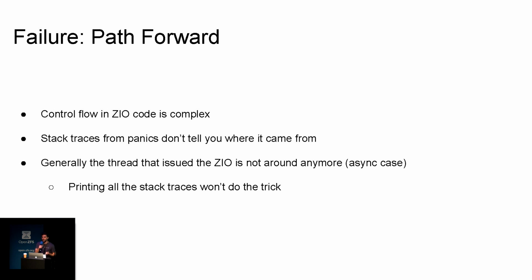What's even more interesting is that in the ZIO code path, many times the thread that actually issued the ZIO may not be around anymore because this may be an asynchronous write. So even if you were to print all the stack traces in the system, there's a possibility that you wouldn't be able to find the thread that actually issued the ZIO. So what I'm trying to say is that you need to inspect the actual data on the system, specifically the actual ZIO, and see what it looks like. And there's no better place to do that than actually analyzing the crash dump.